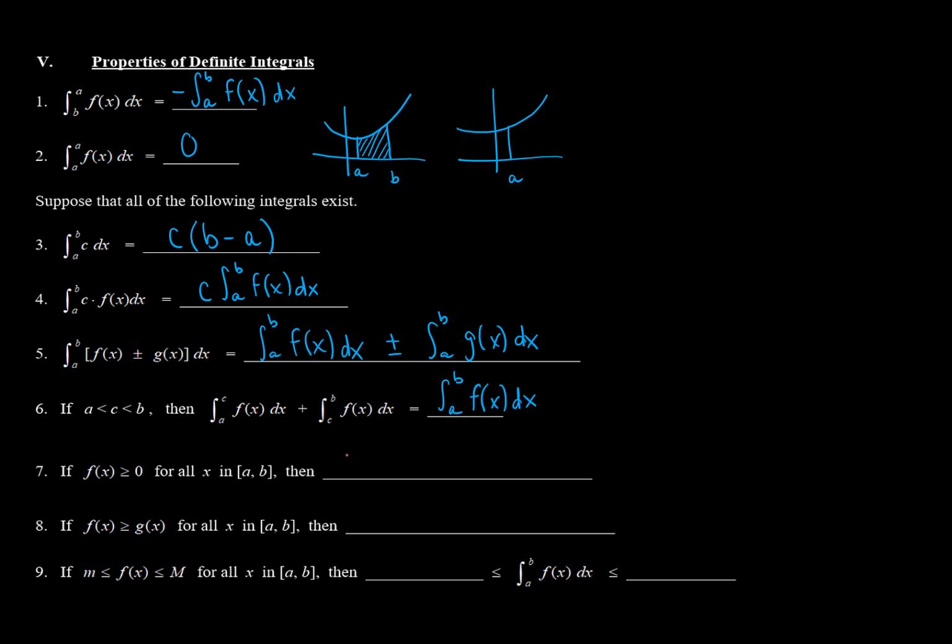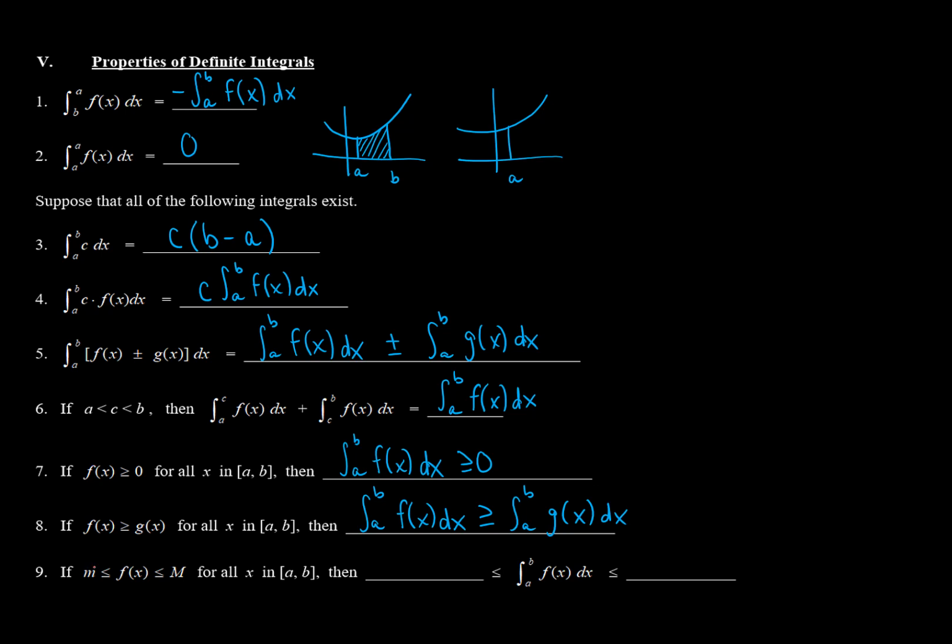Next, if your function is positive in that interval, then your integral is also going to be positive, right? If it's above the x-axis, it's positive. And then same thing here. If you have f of x is larger than g of x for all x values in this interval, then their integrals are also going to be larger, right? If something is taller, same width, it's going to have a bigger height and therefore a bigger area.